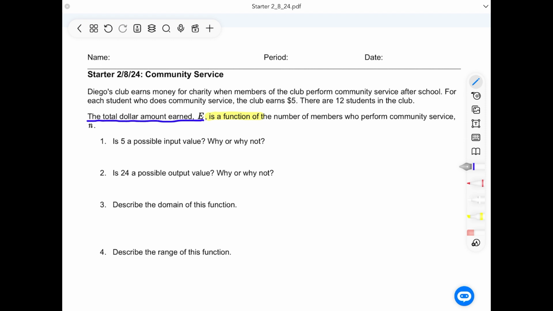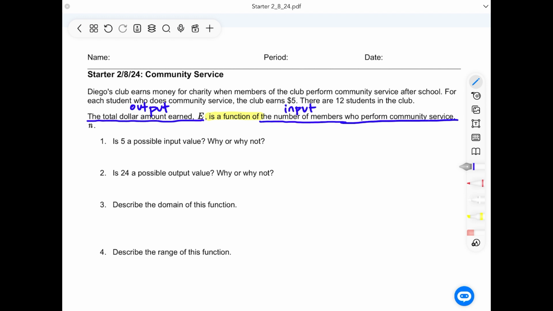So the total dollar amount earned, that is going to be our output. Remember that the output is always a function of the input. And that means the number of members who are performing the community service. That's going to be our input. And I'm going to go ahead and underline that whole phrase because it's not just the number of members. We know there are 12 students in the club, but the number of members who perform the community service, that's going to be the input.